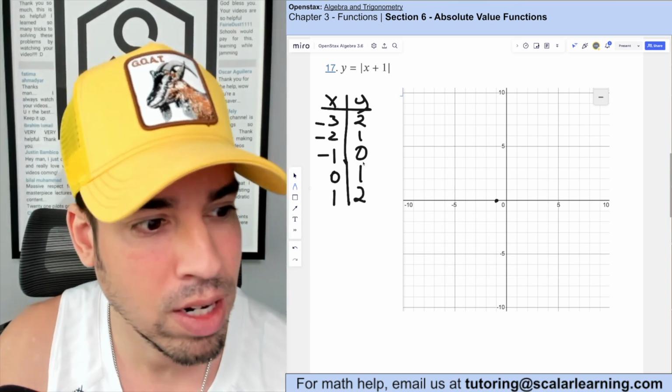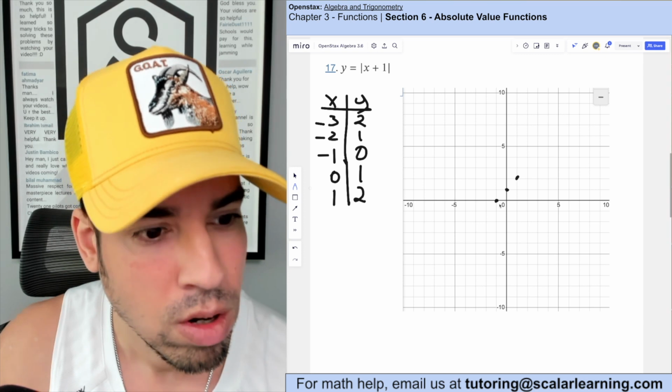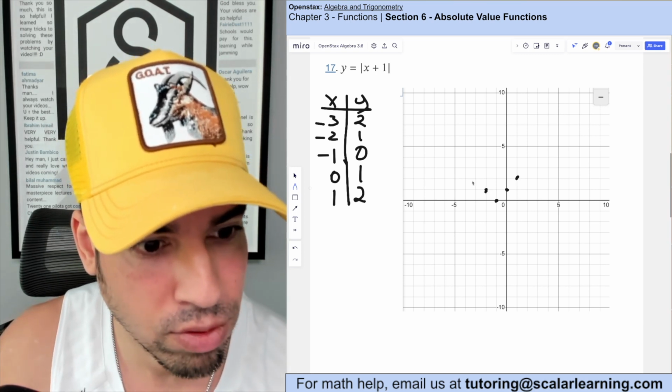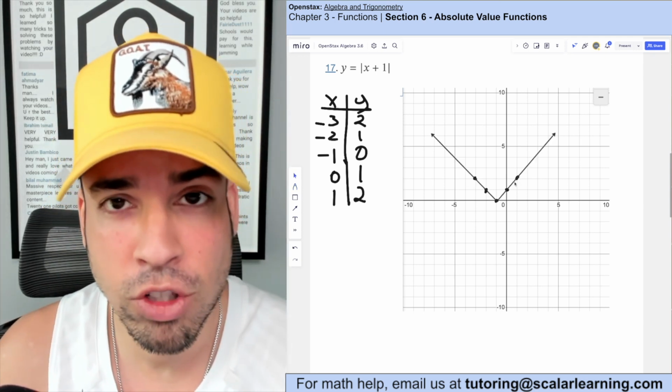So now we have 5 nice points, right? We can do (0, 1), and we can do (1, 2). We can also do (-2, 1) and (-3, 2). And then there I just connected the dots. There's your absolute value function graph.